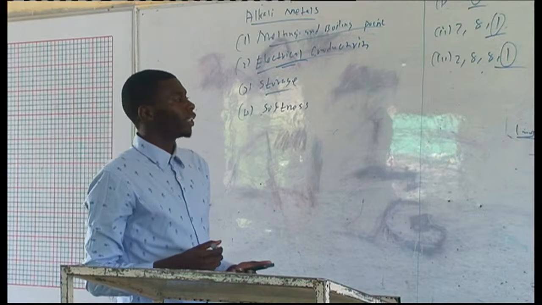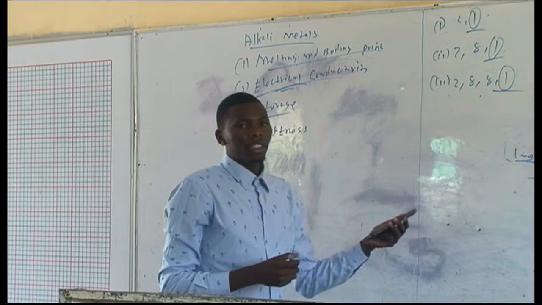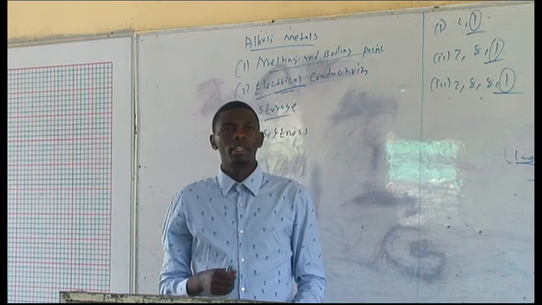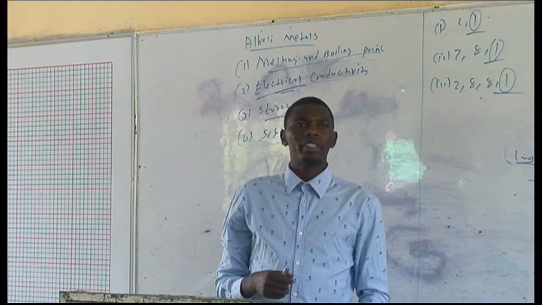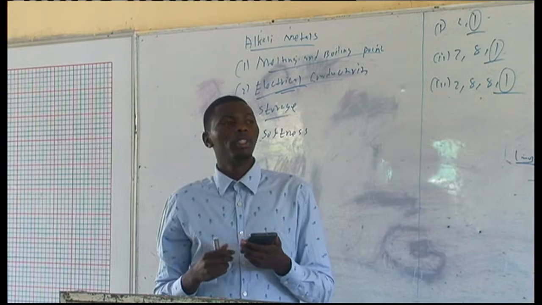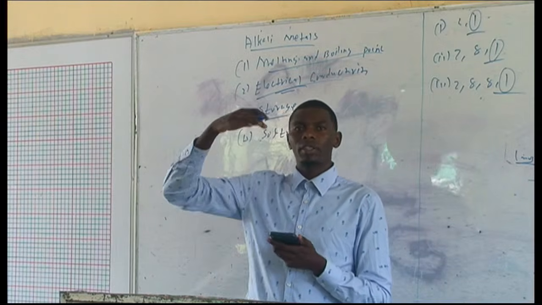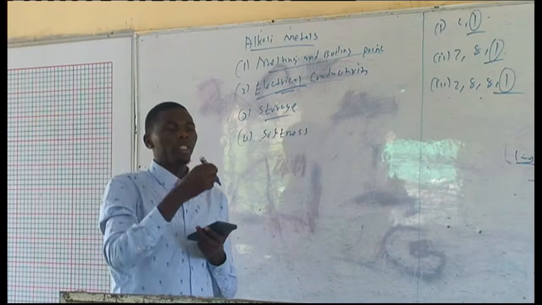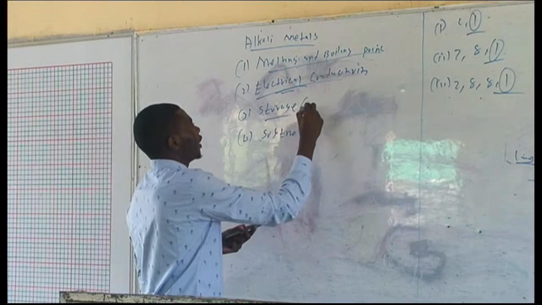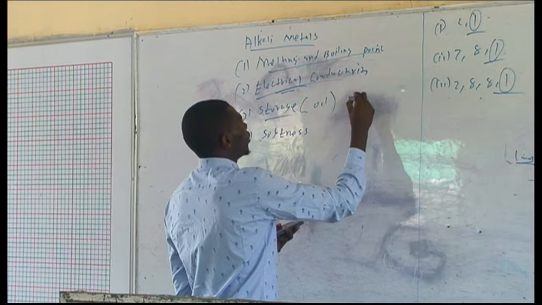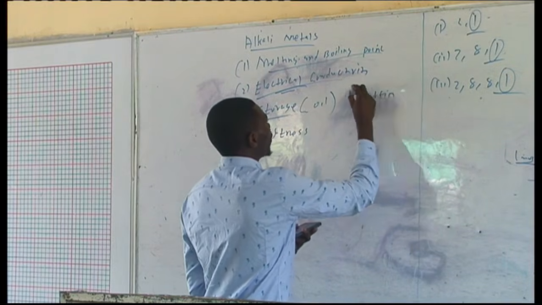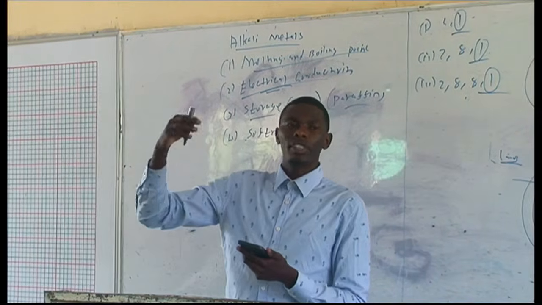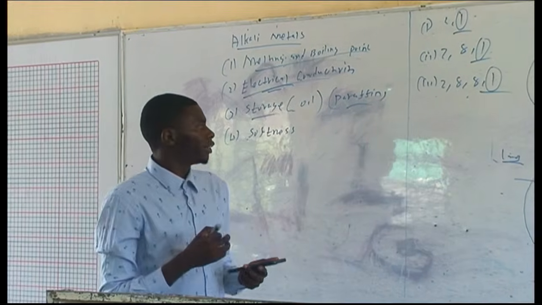The storage. How are we going to store these alkali metals? We store them in oil or in paraffin because they react mostly with oxygen and water. So we store them in oil or paraffin to prevent them from reacting with oxygen and water.